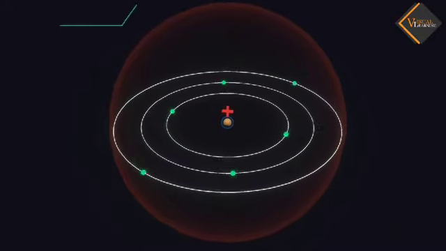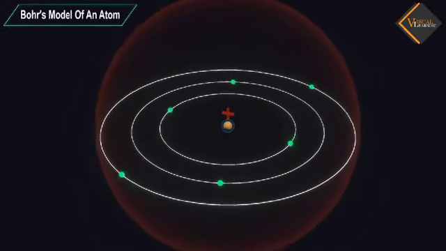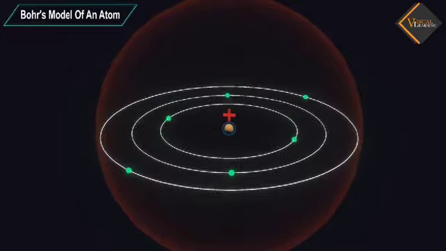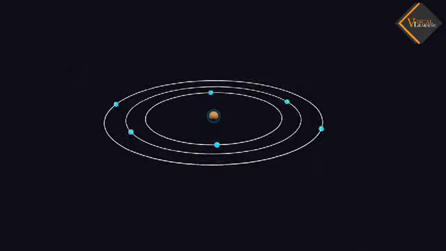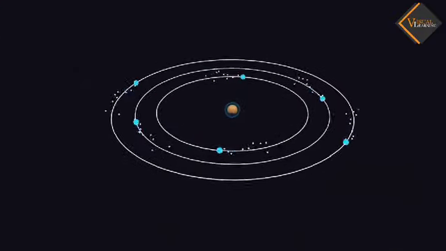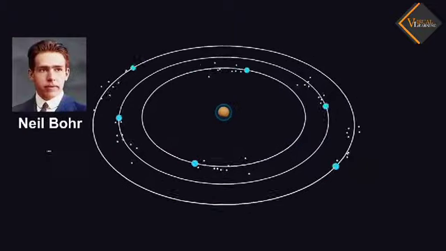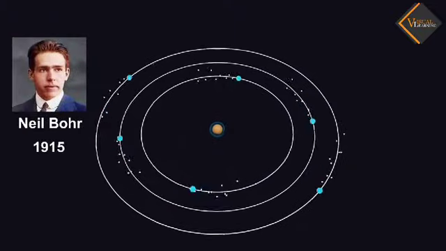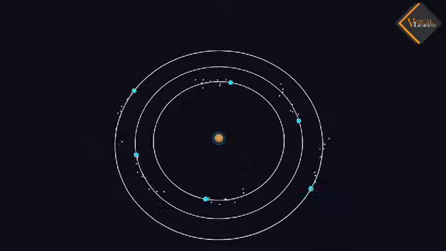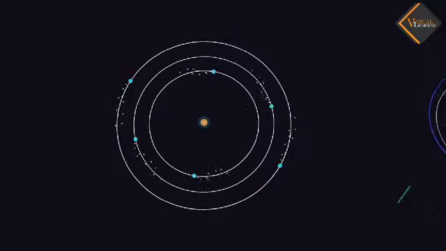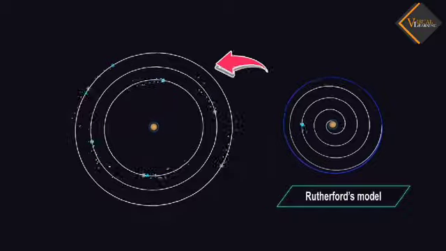In this video, we will understand Bohr's model of an atom. The Bohr's model of the atom was proposed by Niels Bohr in 1915. It came into existence with the modification of Rutherford's model of an atom.